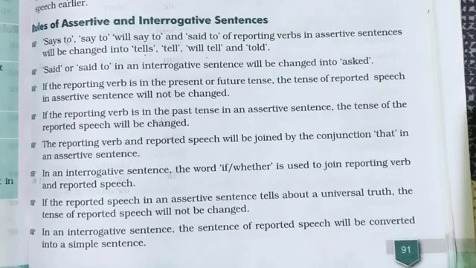The reporting verb and reported speech will be joined by the conjunction that in an assertive sentence. In an assertive sentence, the reported speech will be joined with the reporting verb by using the conjunction that. I have told you this earlier also.